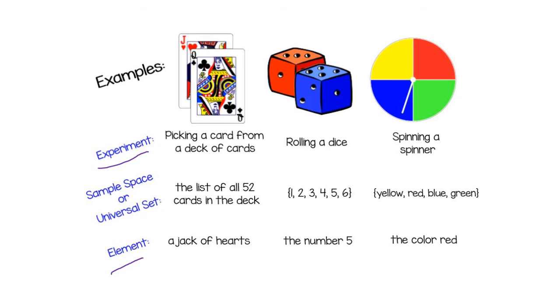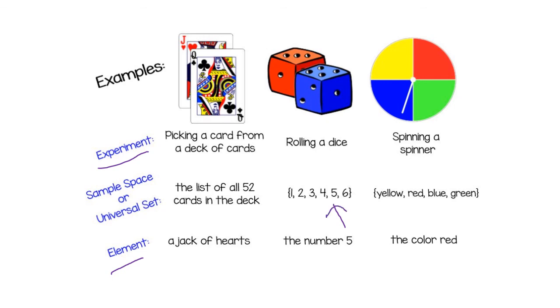If you're talking about dice, then the experiment would be rolling the dice because that's the actual action that you're doing. The sample space would be all of the possible numbers. So if you're rolling 1 die, it would be 1 through 6. If you're rolling 2 dice, it would be written as 1 through 6, but you would have to think about the fact that you have 2 different dice that you're rolling. And then the number 5 is an element within the set.